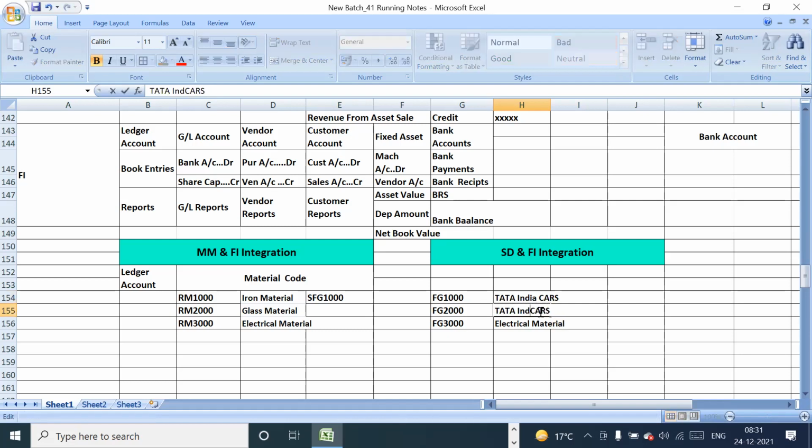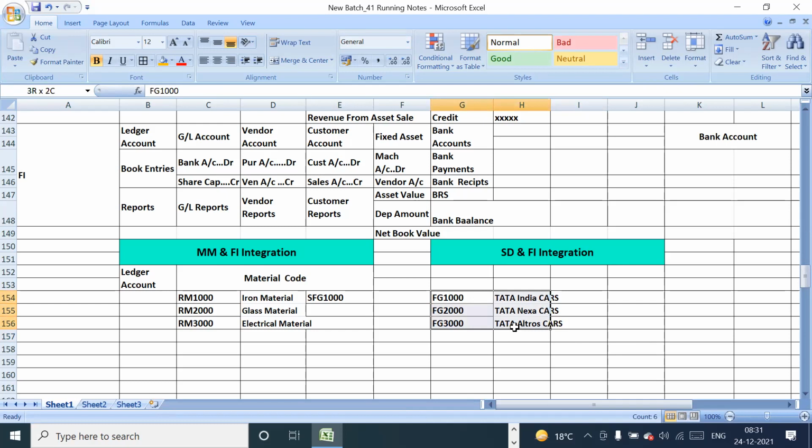Tata Indica, Tata Nexa, Tata, what else? Altros is some of the cars. Okay, Tiago. So old models are there, Sumo, Safari, Hexa is their top model. Like that too, there are so many models.